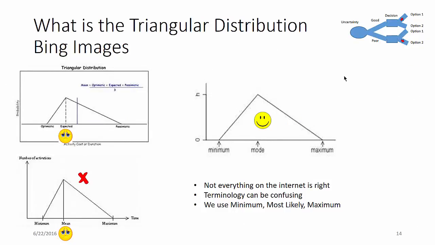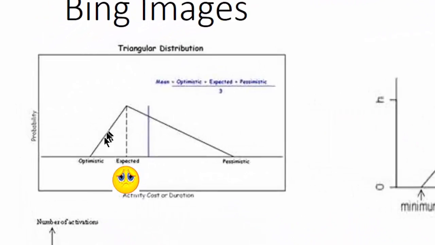This slide shows several different images of the triangular distribution taken from Bing Images. I'm sorry to say that several of the images are not correct. In this particular one, it identifies the triangular distribution as having an optimistic, a pessimistic, and then an expected value. And then it shows this purple line here as being the mean. But the mean and the expected value are typically terms used for the same thing, so it's a little disconcerting.